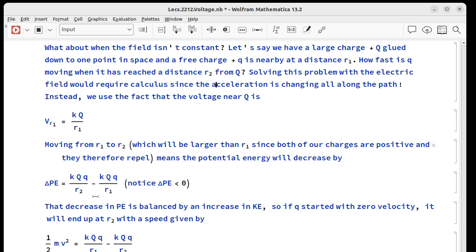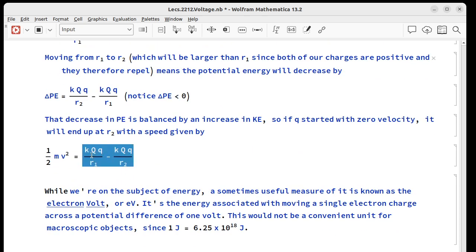Our potential energy will drop. We'll go from kQq over r1 to kQq over r2. So our delta PE will be negative. That decrease in potential energy is balanced by an increase in kinetic energy. So if q started with no velocity, it would end up at r2 with the speed given by this. Notice we've swapped the order of these two to take care of that negative. Now, that's a much easier solution than having to integrate the electric field.